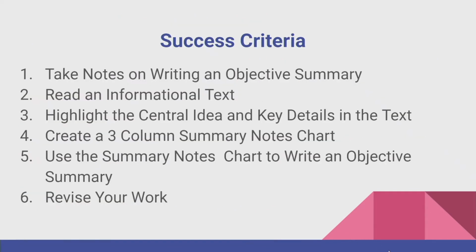Here are the steps that you need to take to be successful with this lesson. 1, take notes on writing an objective summary. 2, read an informational text. 3, highlight the central idea and key details in the text. 4, create a 3-column summary notes chart. 5, use the summary notes chart to write an objective summary. And 6, revise your work.